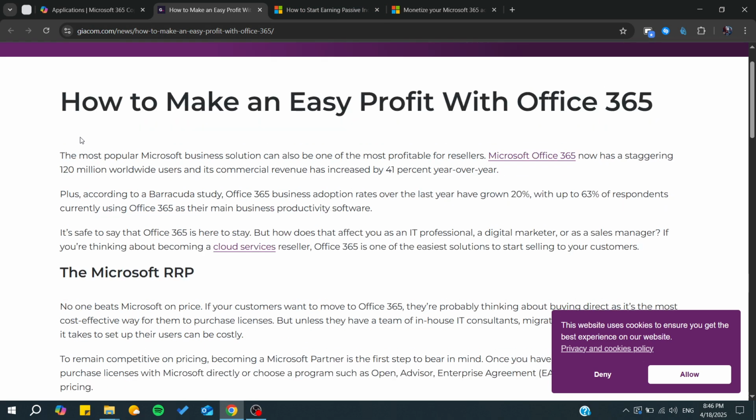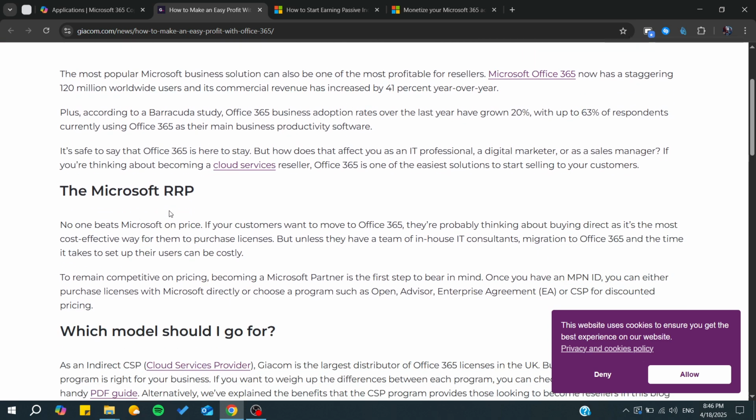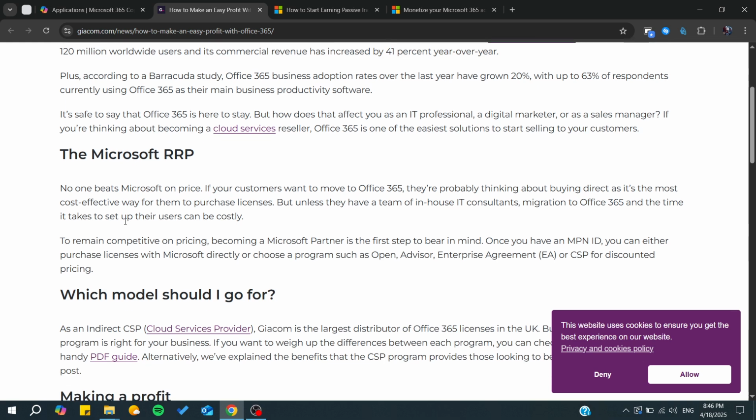And basically, one of the easiest profits to get with Office is the RRP. You will be managing Office, or for example migration to the Office services. If your customer wants to move to Office 365, they will be thinking about buying direct, as it's the most cost effective way for them to purchase licenses.